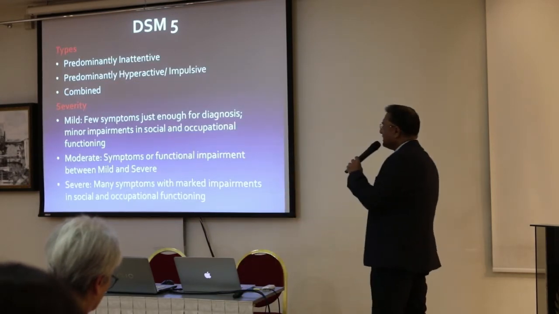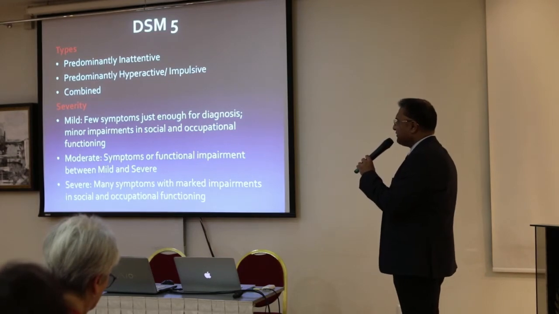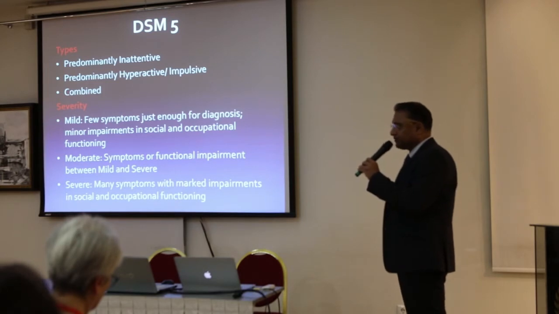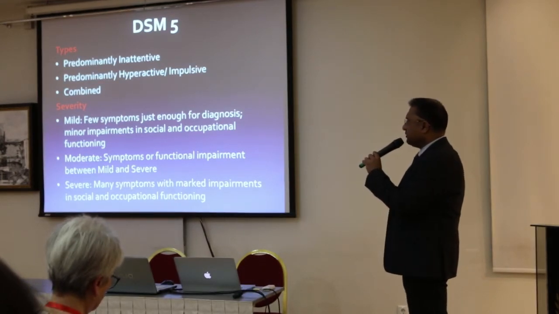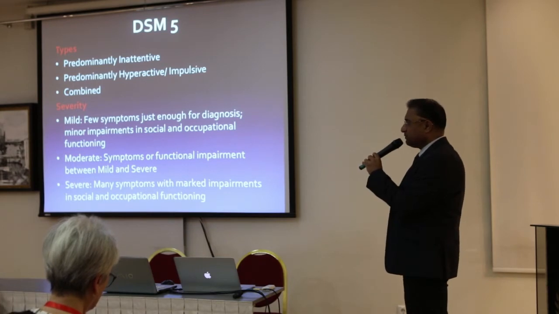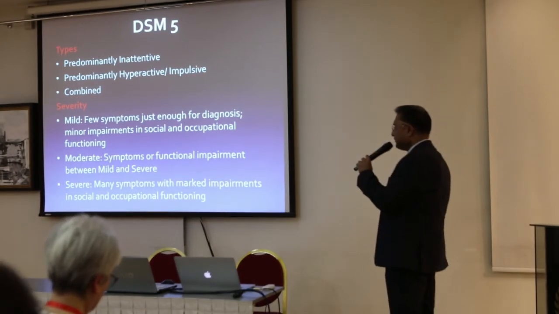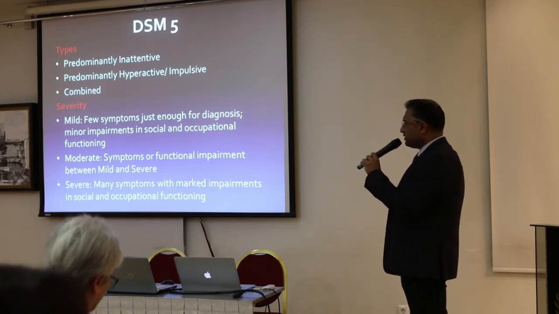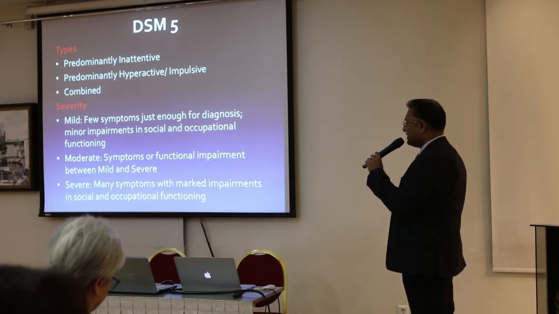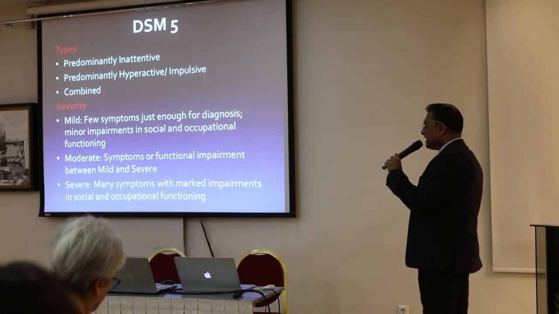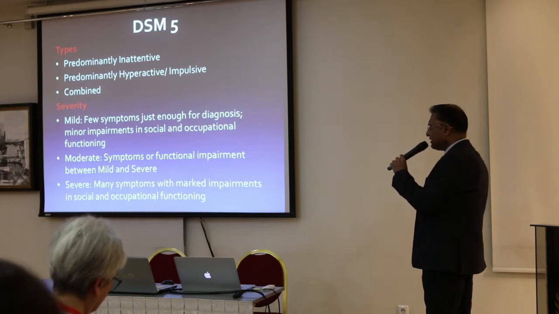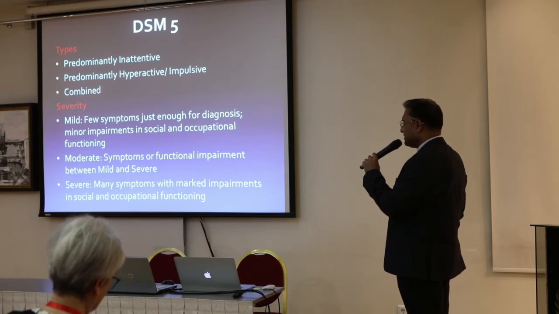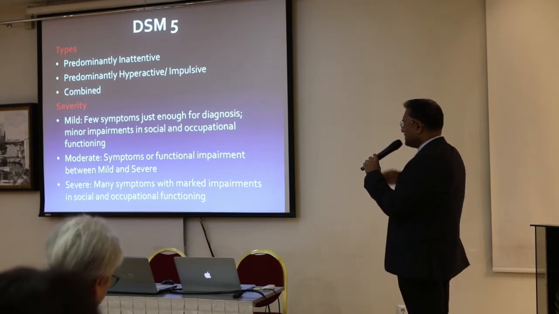So there are 3 types of ADHD: predominantly inattentive, which is the type most commonly seen in young girls as compared to boys. Then there is a predominantly hyperactive and impulsive type, and then there's a more severe type which is called the combined type. Symptom severity is also important because it matters for making treatment choices. In mild, there are few symptoms which cause minor impairments in social and occupational function, whereas in severe, there are many symptoms which have marked impairments in social and occupational function, and the moderate is in between the two.